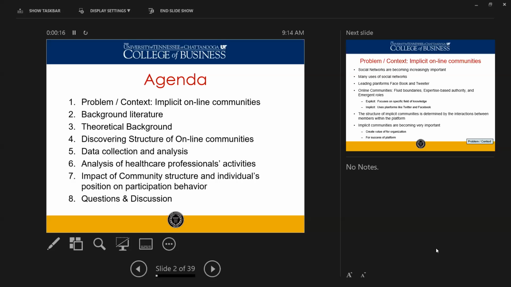The agenda today is that we will start with the context of the problem and then give you some background literature and talk about some theoretical background. This work is a little bit different than what you will see in a typical computer science field. It uses a lot of psychology and social sciences methodology, so you'll find a little bit of a different flavor here. Then we will focus on how we go about discovering the structure of these online communities, how we collected and analyzed the data, and then talk about the impact of the position of individuals in these communities on how they share knowledge in these communities. And hopefully we'll have enough time for questions and discussions.